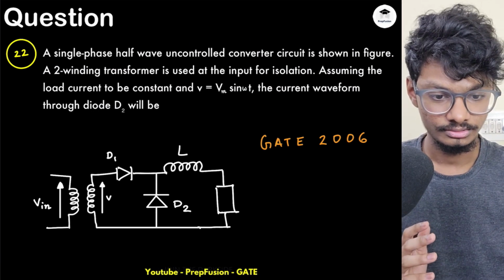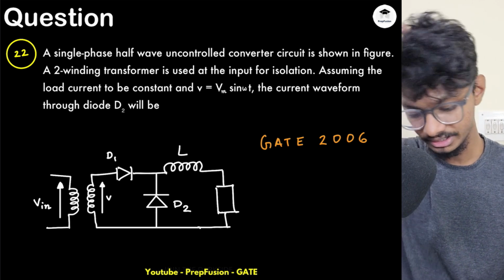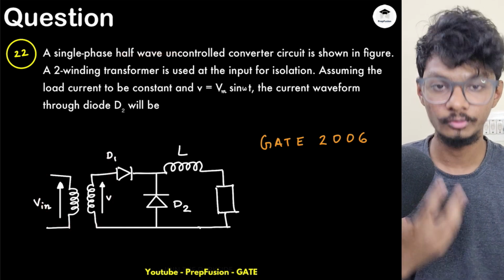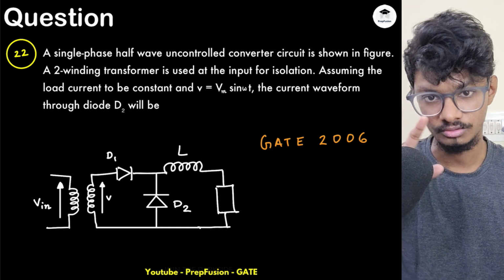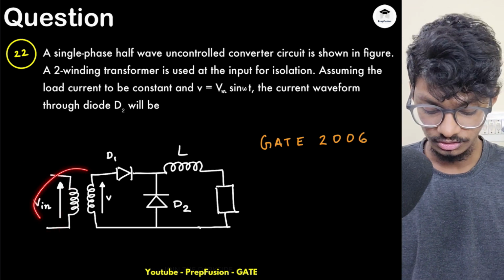Just hold on a second. I will check one thing. Yeah, let's come to this 22nd question. Here, a single phase half wave uncontrolled rectifier is given with a transformer. Why do we use a transformer? Basically to isolate the input and output. Why do we isolate? Because if some fault happens in the supply end, that shouldn't affect my load end.